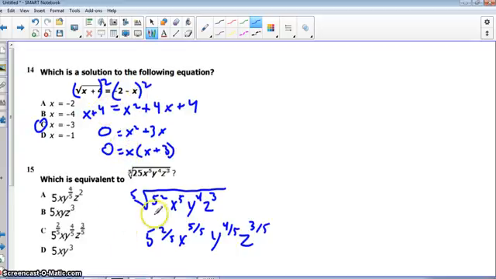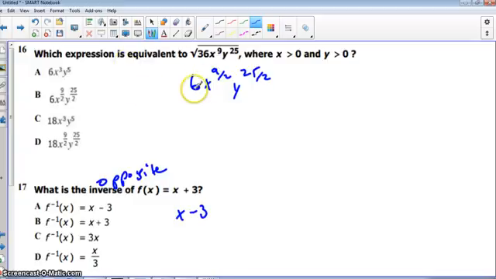Number 15. It's a 5th root, but all of these are 5s. So I wanted to make sure I got my 25 in terms of 5, so I call it 5 squared, and I get 5 to the 2/5. And then x to the 5th in a 5th root is like x to the 5 over 5, which is just x, and then y to the 4 over 5, z to the 3 over 5. C is your best answer choice.